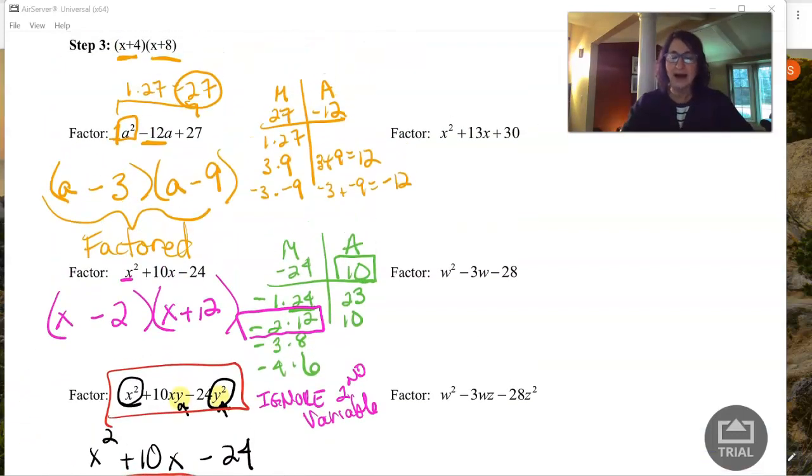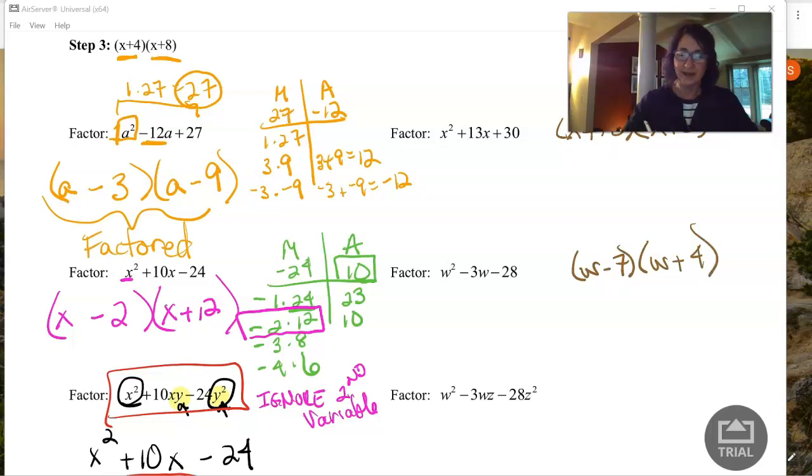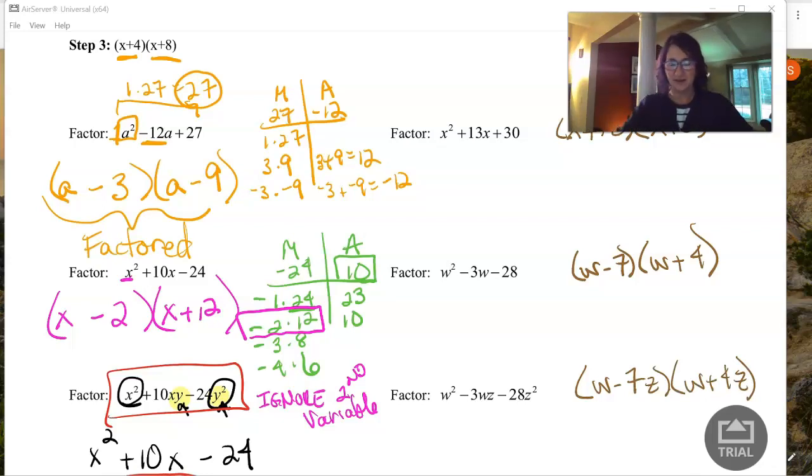All right, so I'm just going to put the answers here for the 3 on the right that you can try on your own. x plus 10, x plus 3, and then we've got w minus 7, w plus 4, and then we have w minus 7z, w plus 4z. So you can practice, see if you can get those answers.